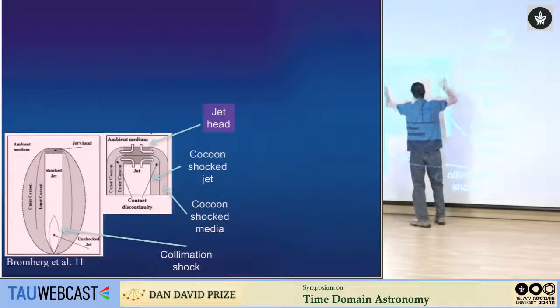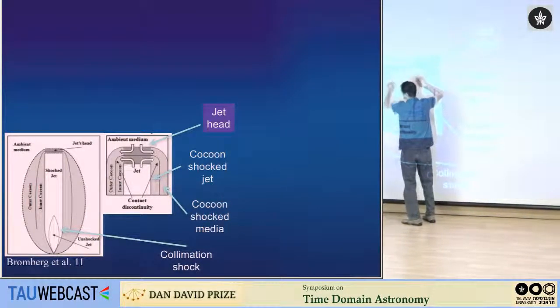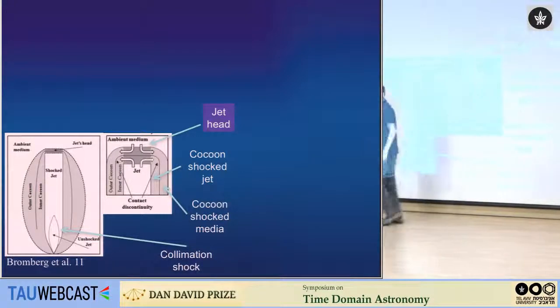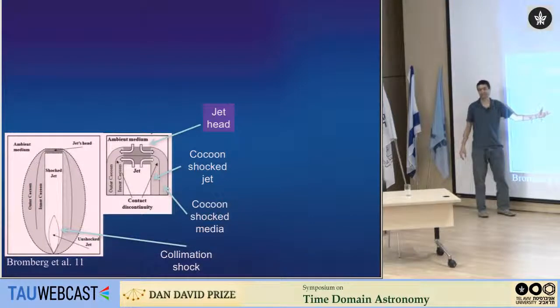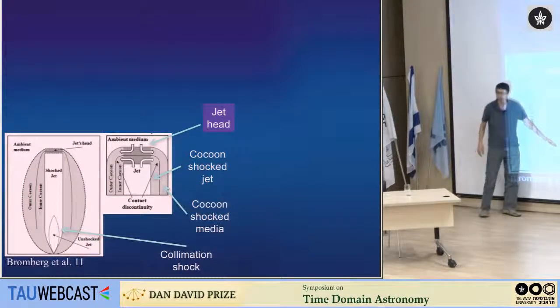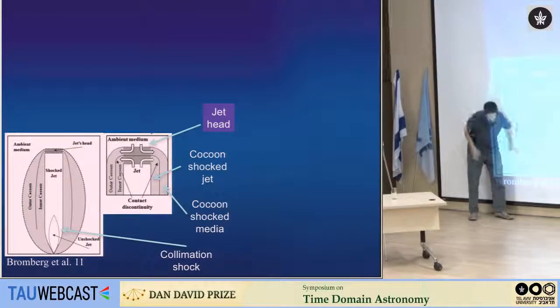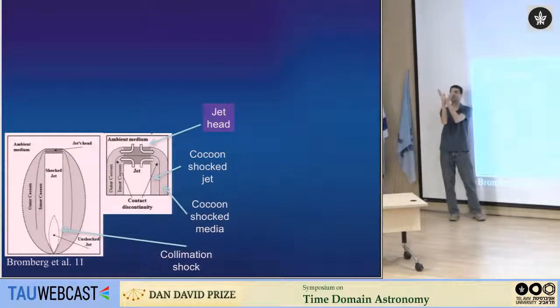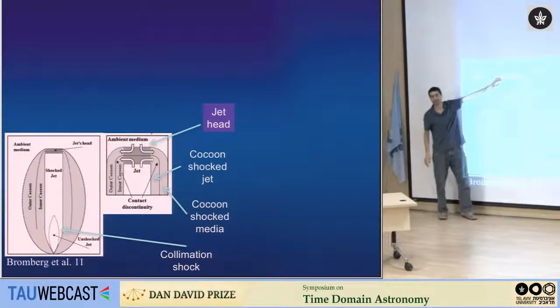So all the time, the jet is drilling through the star, and the material spills to the side and builds up what is called the cocoon. This is a very high pressure region surrounding the jet, and because the jet is cold, the cocoon applies pressure on the jet and collimates it. So the jet starts with some angle, it is collimated to some opening angle. It's conical, and above this location it actually becomes cylindrical.